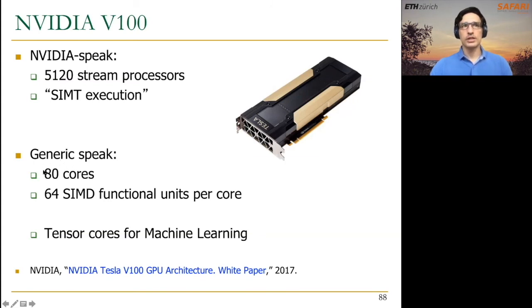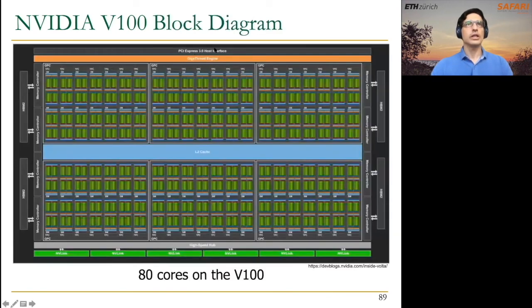In generic speak, this is 80 cores, 80 GPU cores, and 64 units inside each core. We have it here because one interesting thing of this GPU is that it includes a new type of cores that are called the tensor cores and are specialized for machine learning. We are going to briefly talk about them. But first, let's take a look at the block diagram of the whole GPU. As you can see, 80 cores on the V100. One core is each of these that you can see here.